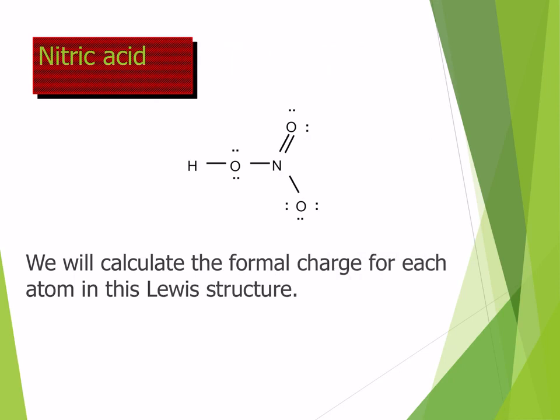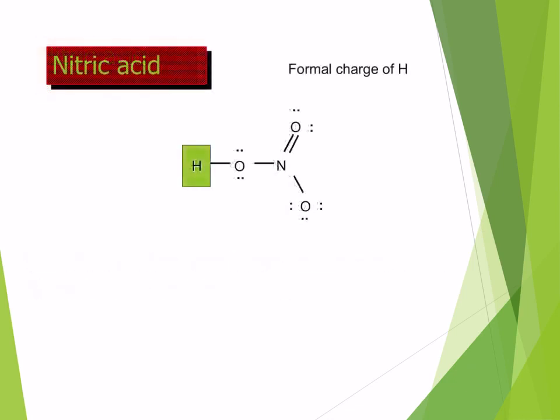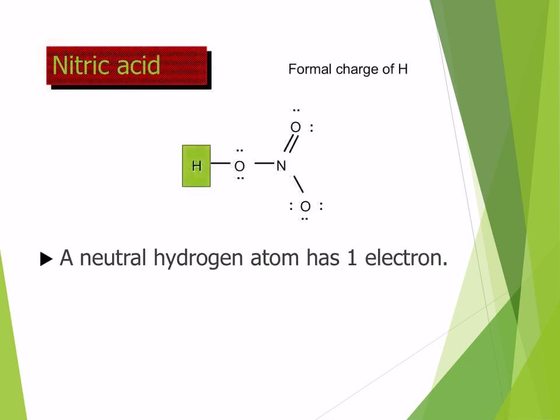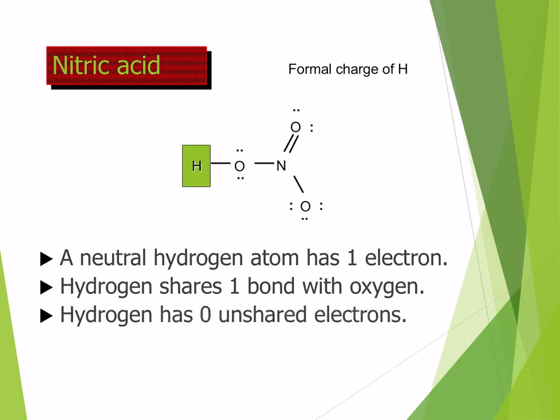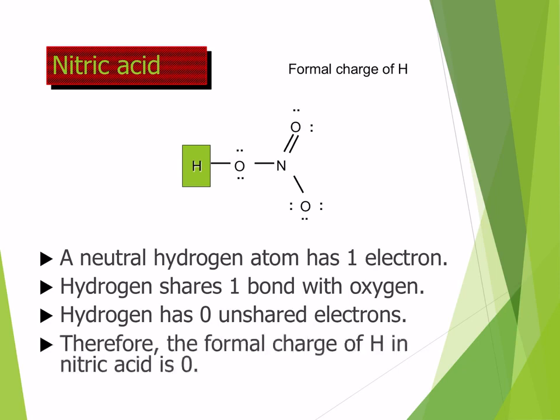So here's an example. Let's go through and calculate the formal charge for each atom in this Lewis structure. If we think about hydrogen, neutral hydrogen has 1 valence electron, and it shares 1 bond with oxygen. It has no unshared electrons, no lone pairs. So the formal charge of hydrogen is 0 because we take that 1, subtract the bond, subtract no unshared electrons, and we get 0.